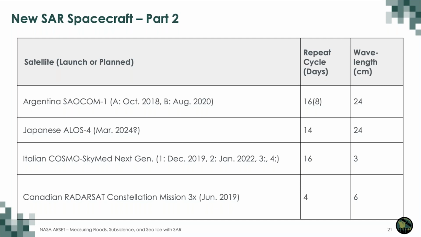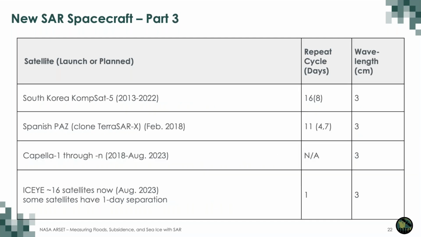JAXA is planning to launch ALOS-4. It's also ready for launch, but is waiting for its rocket to be ready. For the Italian Cosmo-SkyMed Next Generation, they've launched 2 of those, and have 2 more ready to be launched. The Canadian Space Agency launched the RadarSat Constellation mission, and it has 3 satellites, but that data is primarily being acquired over Canada and available for Canadians.